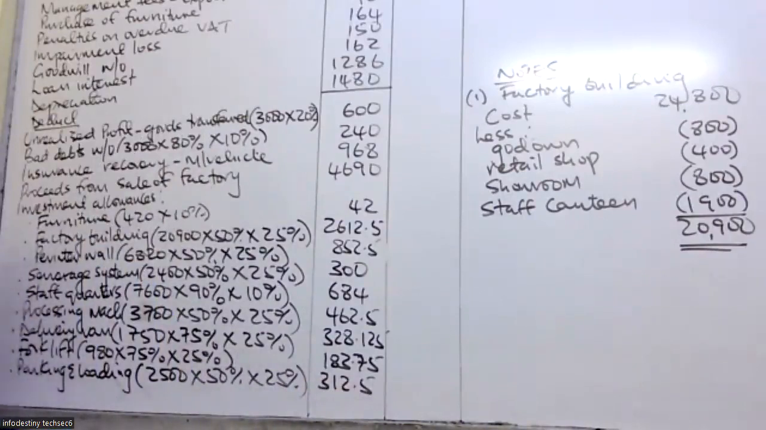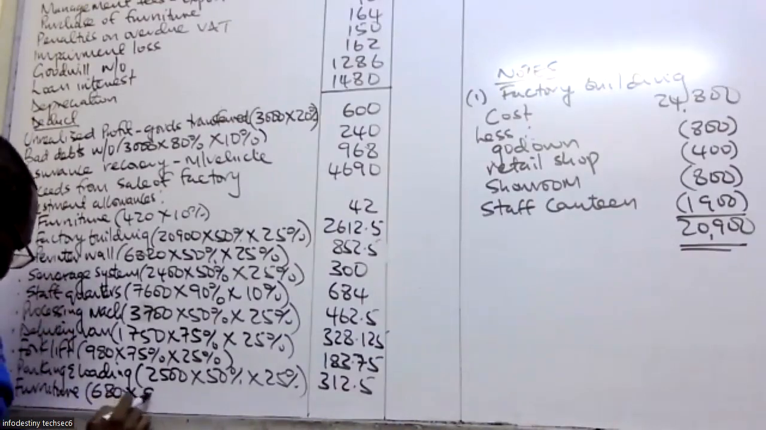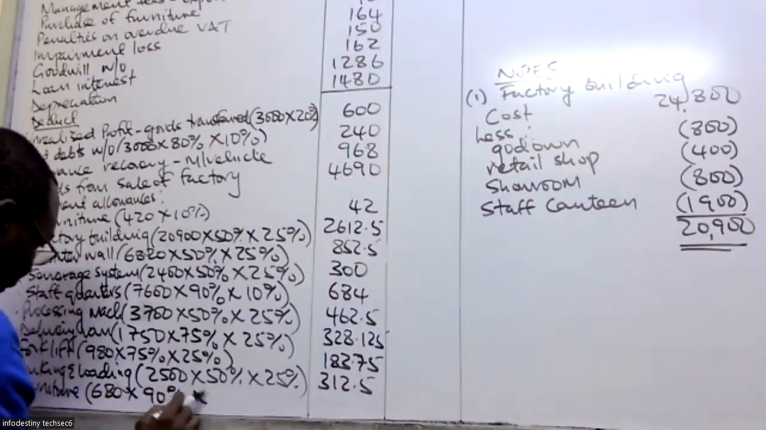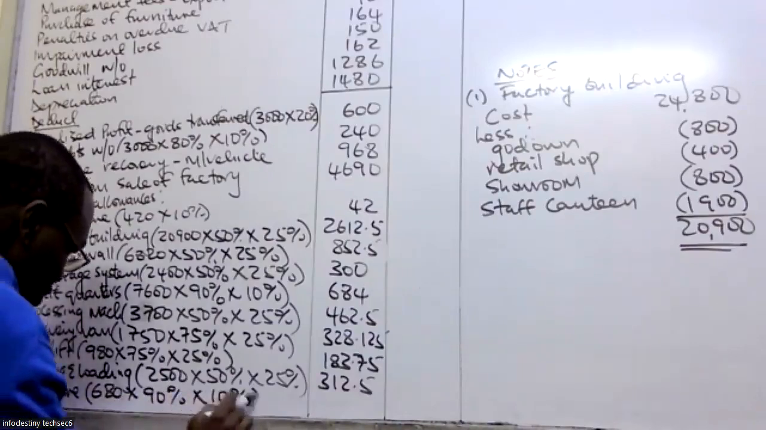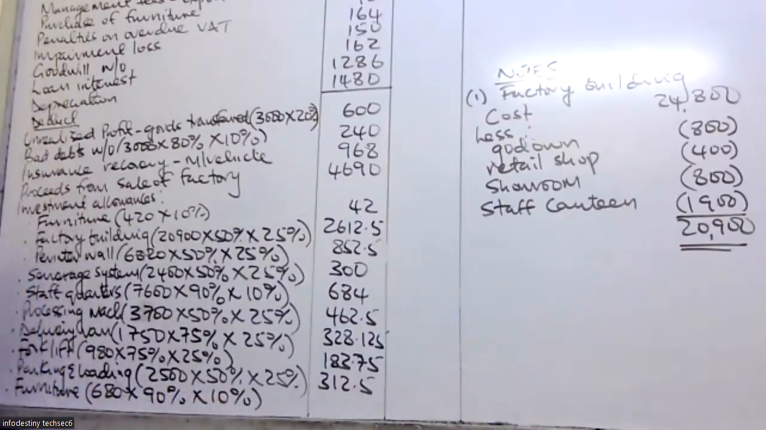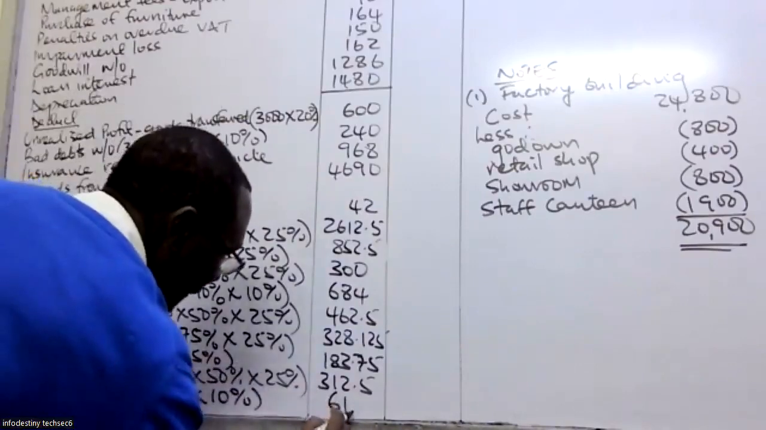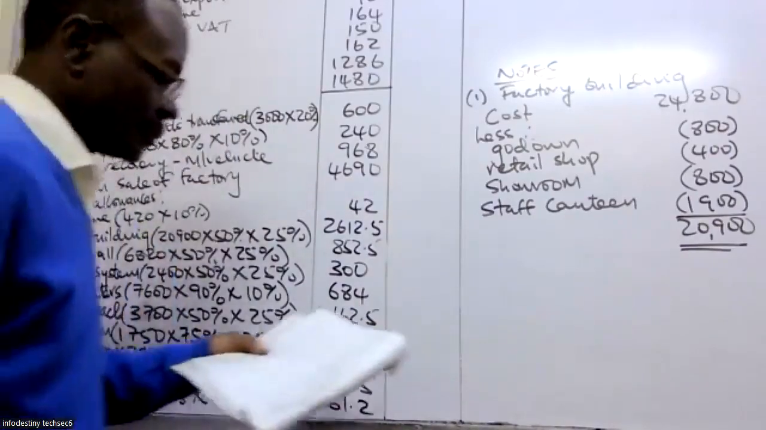Then you get furniture. Furniture is 680. Last year they claimed 10%, so what is left is 90%. Then you get 10% of the residual. 61.2.